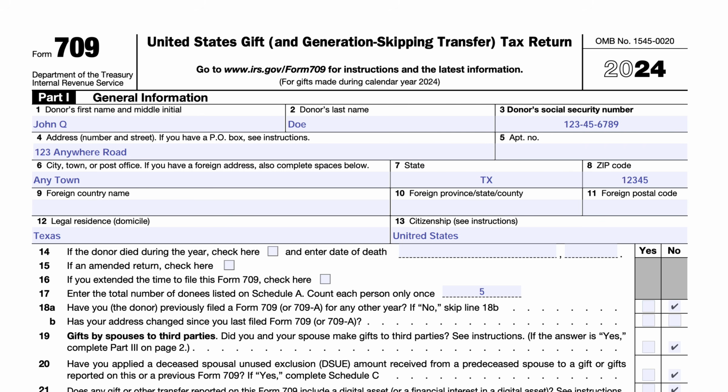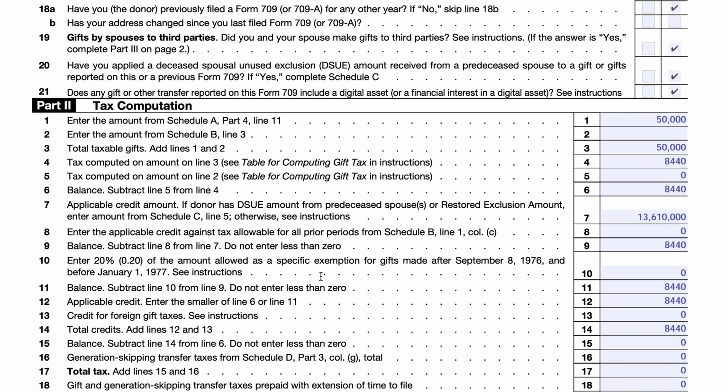Over IRS Form 709, the United States Gift and Generation Skipping Transfer Tax Return. So in this video, we're going to go over the three parts of Form 709. Part one is the general information field regarding the donor. Part two is the tax computation.